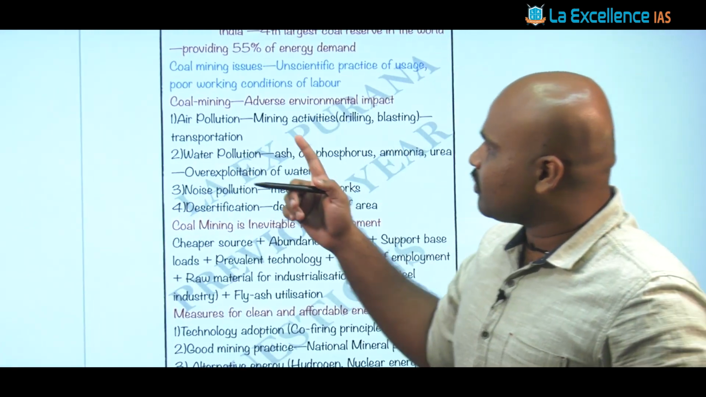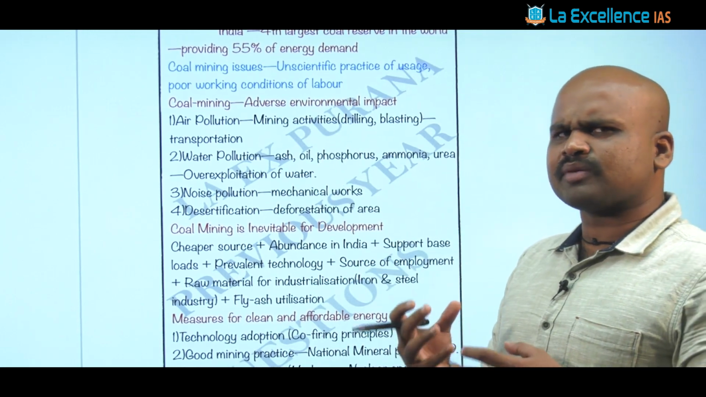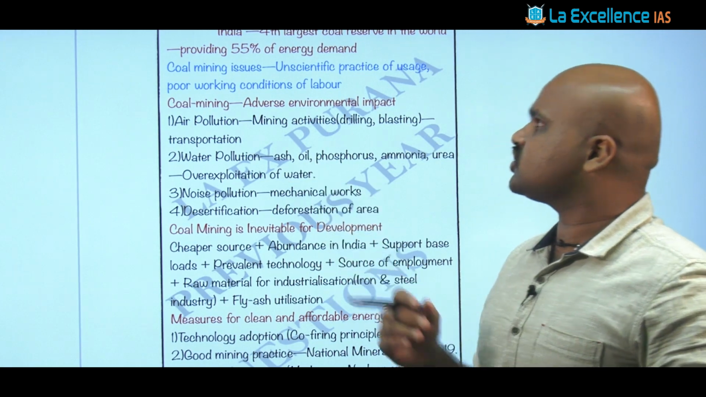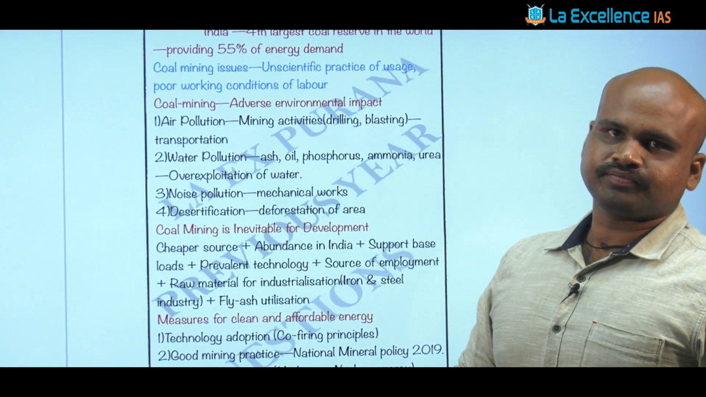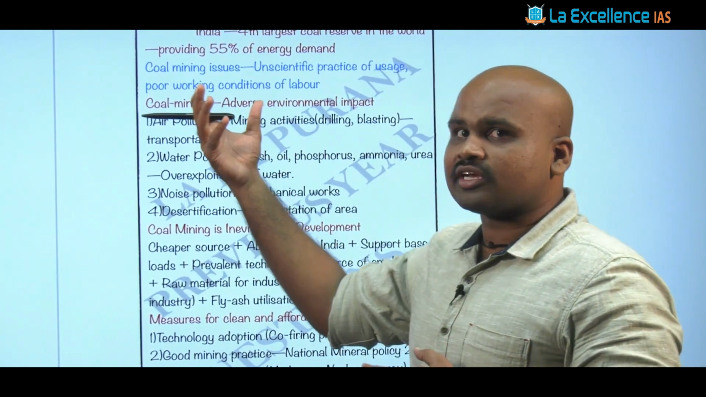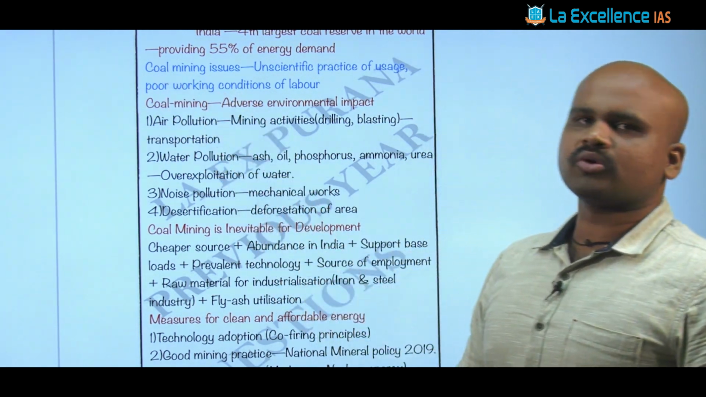And when you look at the coal mining issues that are persisting, it is an unscientific practice. For example, some practice like rat hole mining is unscientific. The poor working conditions of the labor, the obsolete technology that is being used in coal mining, and the accident susceptibility with respect to the technology used. All these are persisting issues with respect to coal mining.